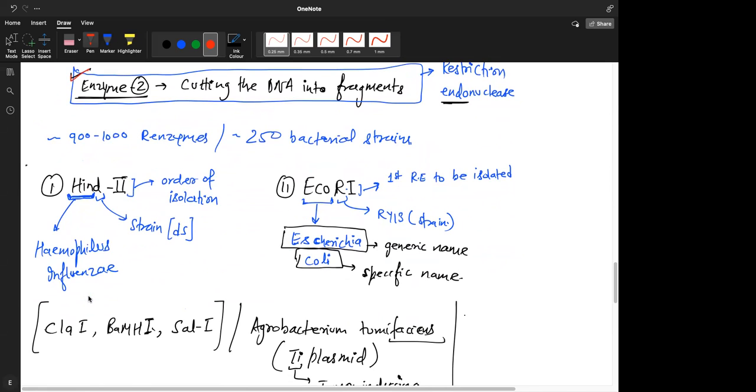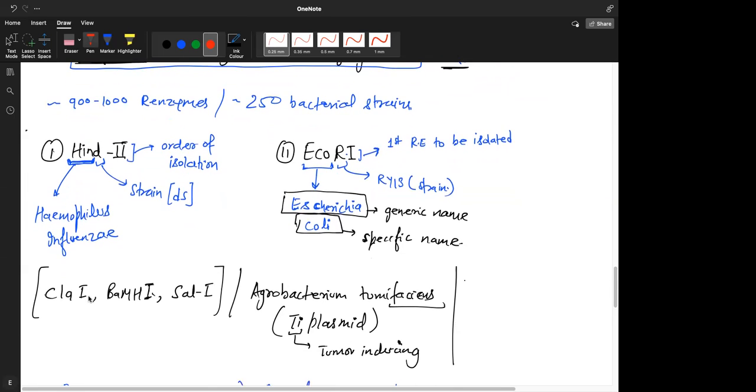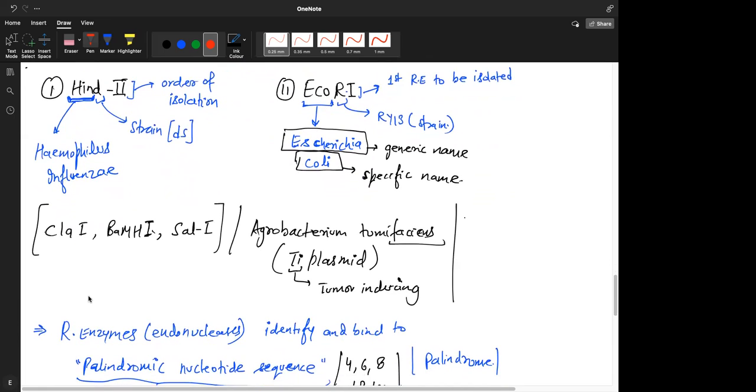For example, HindII: Hin stands for Haemophilus influenzae, while d stands for the strain of the bacteria, and II stands for the order of isolation. This is the general naming sequence. Same for EcoRI. The first Eco part is the generic name for the bacteria, Escherichia coli. And R is for the strain, which is RY13. And I is the first because it's the first one to be isolated. And then some of the examples are ClaI, then BamHI, then SalI.